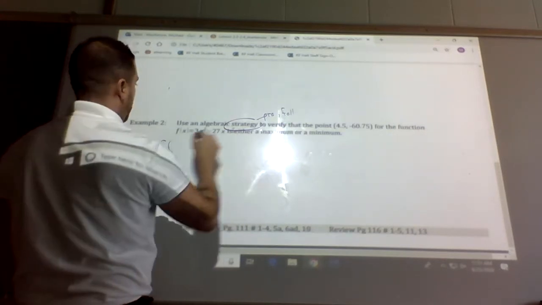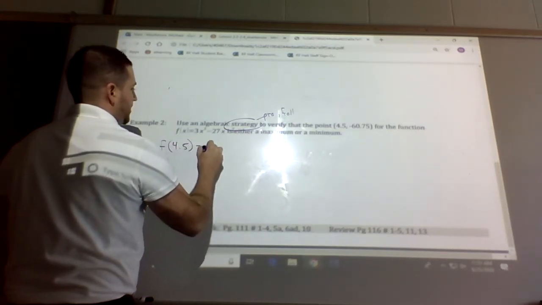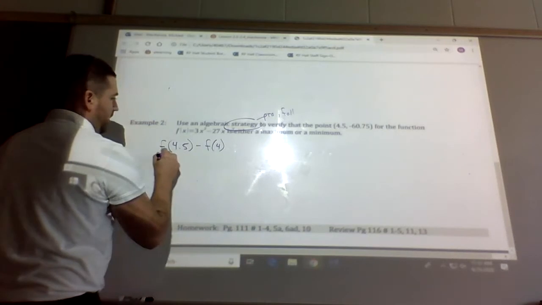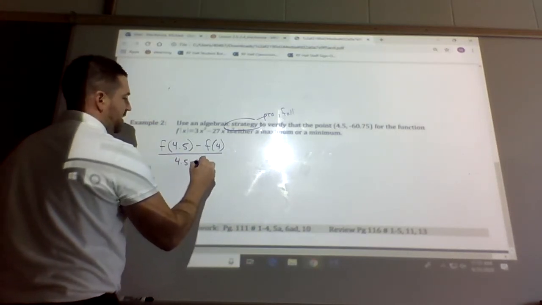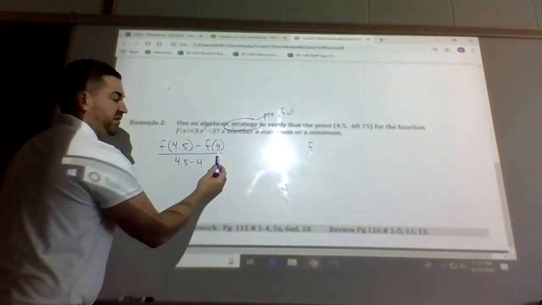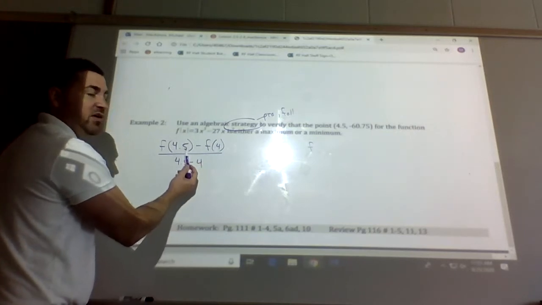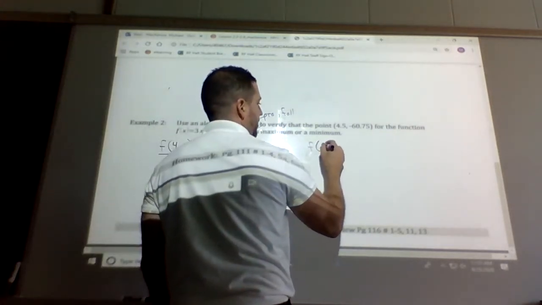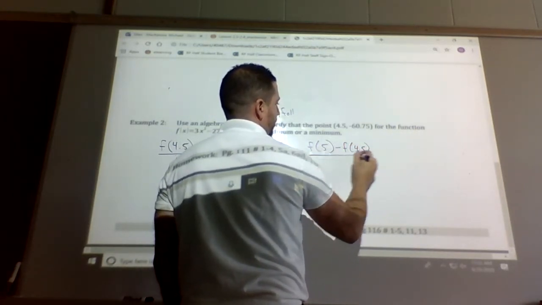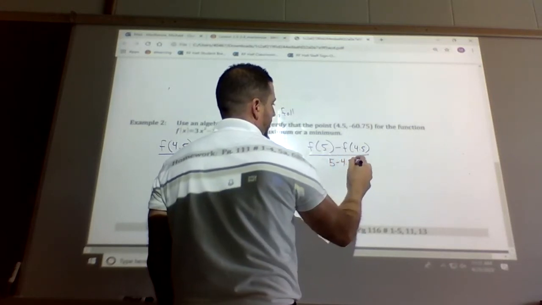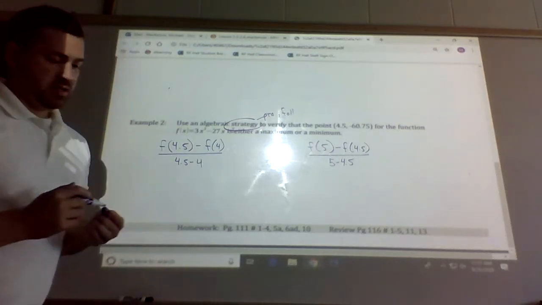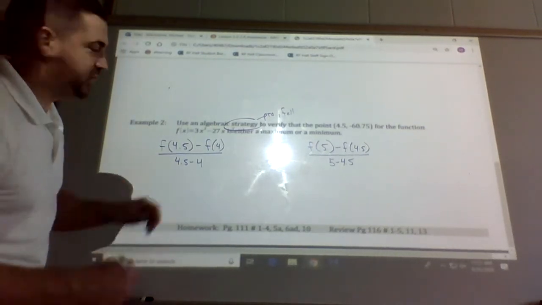So it'll be f at 4.5 subtract f at, I'll pick a point before, so I'll just use an easy one, which is 4, all over 4.5 minus 4. Likewise, for my following, since I went 0.5 lower than 4.5, I have to go 0.5 higher. So I would do f at 5 minus f at 4.5, all over 5 minus 4.5. You could have used the difference quotient method if you would like to. This is just easier to plug into my calculator.